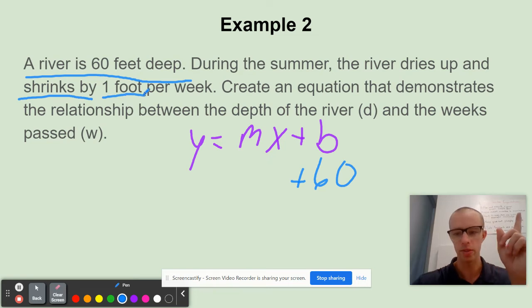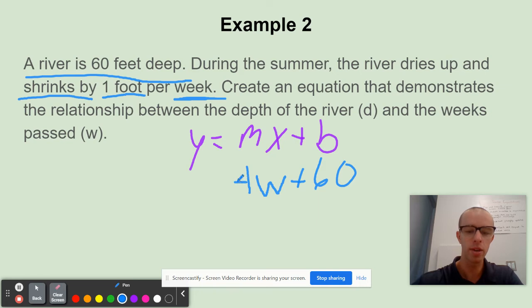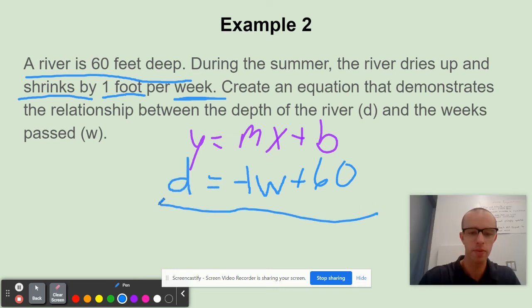I want you to pause for a second or just think. If something is shrinking, how can I show that mathematically? Okay, hopefully you thought that we use negative numbers. When something's going down or decreasing in math, we can use negatives. Weeks will be represented with a W. I'm not going to just write 1W, but negative 1W, because each week it shrinks by 1 foot. And so this equation represents the depth of the river. The depth of the river, D, is equal to negative 1W plus 60.